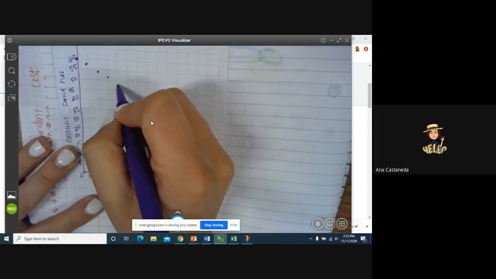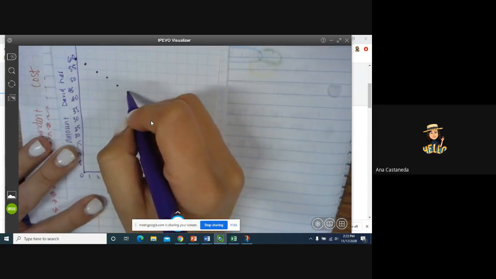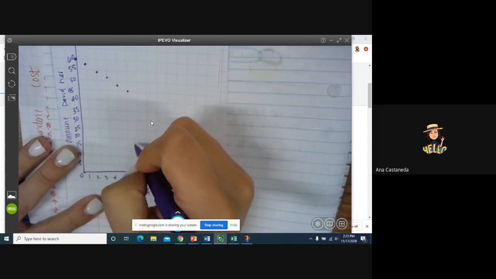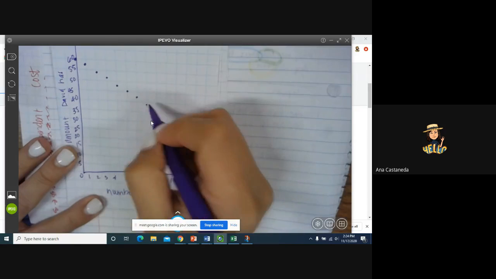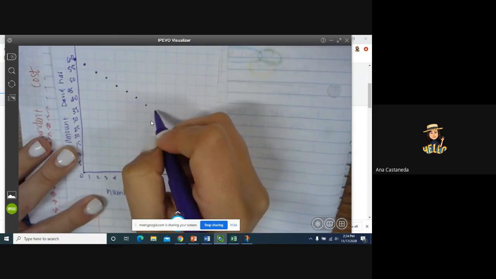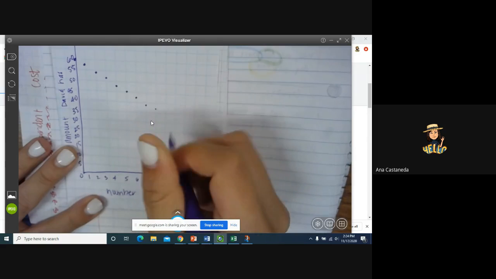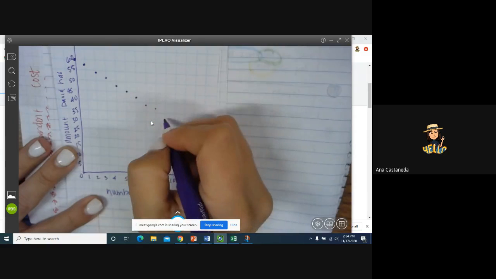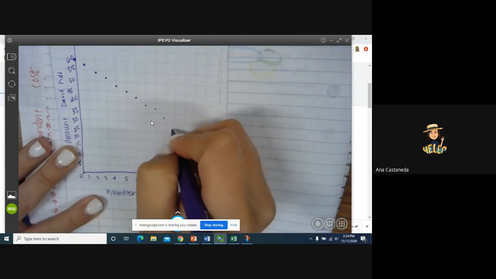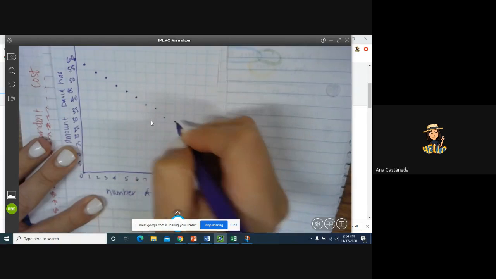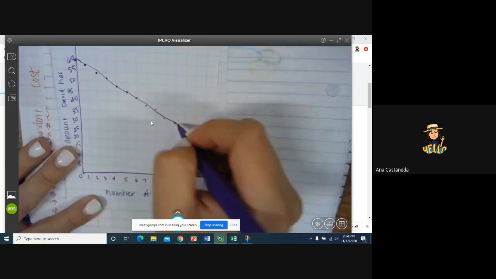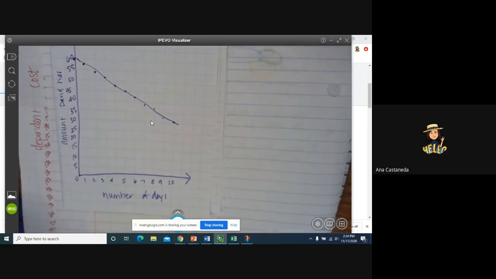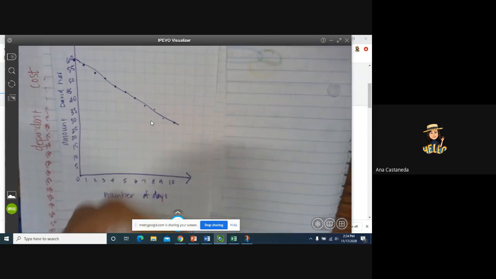For 4, it'd be 48. For 5, it'd be 45. For 6, it'd be 42. For 7, it was 39. For 8, it was 36. For 9, it was 33. For 10, it was 30. Okay, and then I'm going to connect the points. So I'm doing it on paper. I would take a picture and then upload it. That's what I would do if I was a student.